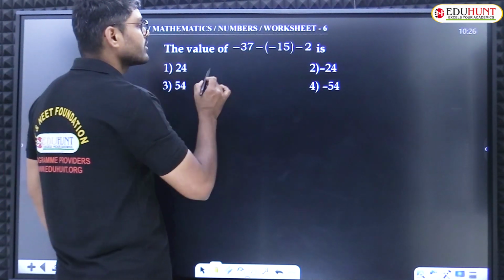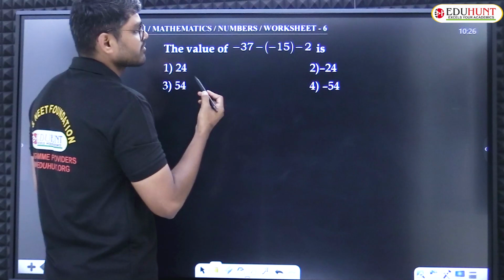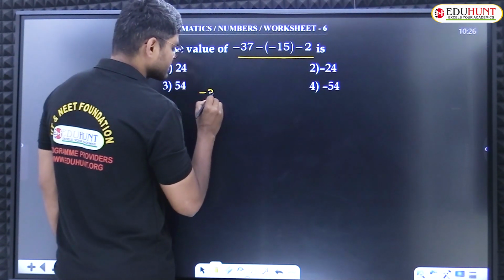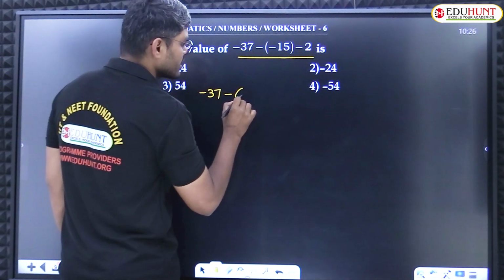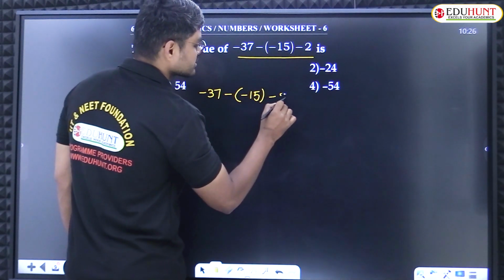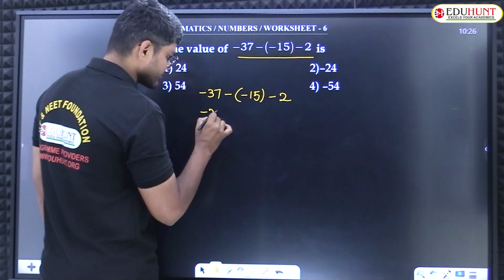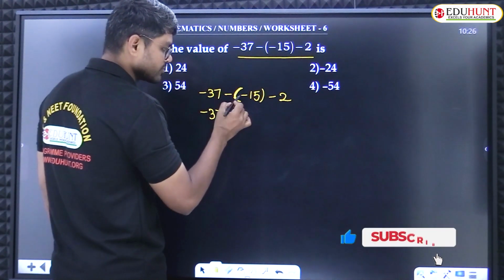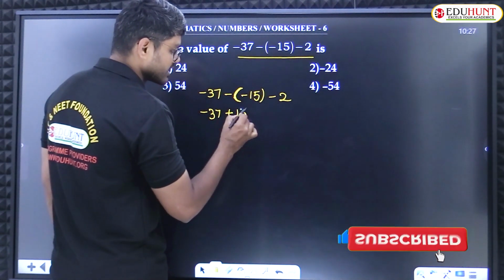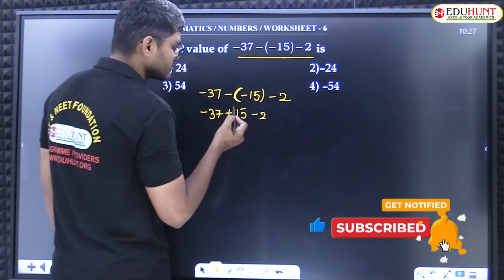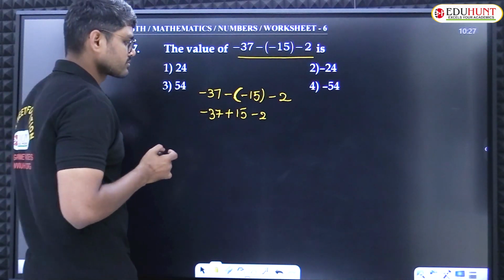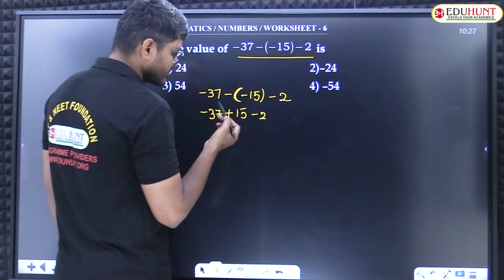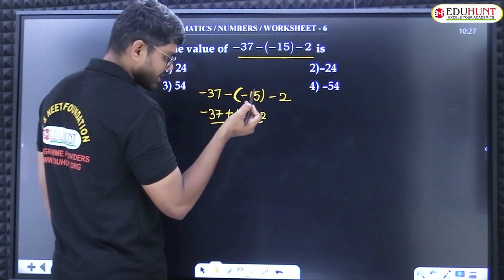The value of minus 37 minus of minus 15 minus 2 is. First write the values here. Minus 37 minus of minus 15 minus 2. Minus 37, bracket means into, minus into minus, that is plus 15 minus 2. Whenever you see a bracket, first remove the brackets. Now see, minus 37 plus 15 minus 2.